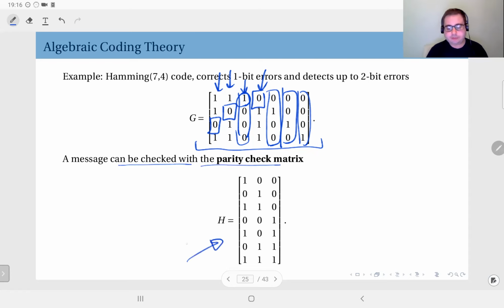A message can be checked with the parity check matrix. Essentially, this is the inverse operation. You produce your code word by multiplying from the right with this matrix, and you check your 7-bit message, which is either a code word or a corrupted code word, by multiplying it with this matrix, the parity check matrix. If the result is all zeros, then you're in good shape. The code word is a legitimate code word. If it is not all zeros, then there is a mistake. But you will have to find out at which position the error was made.